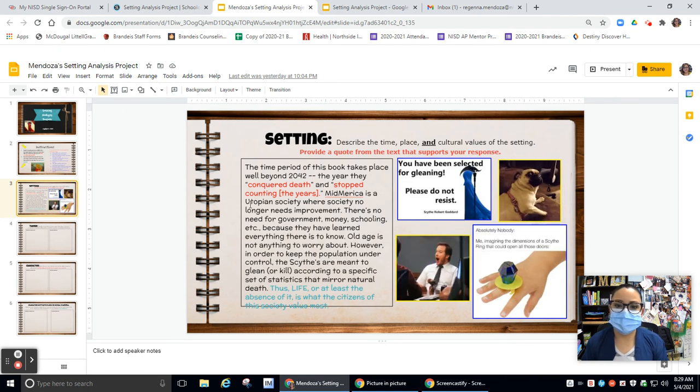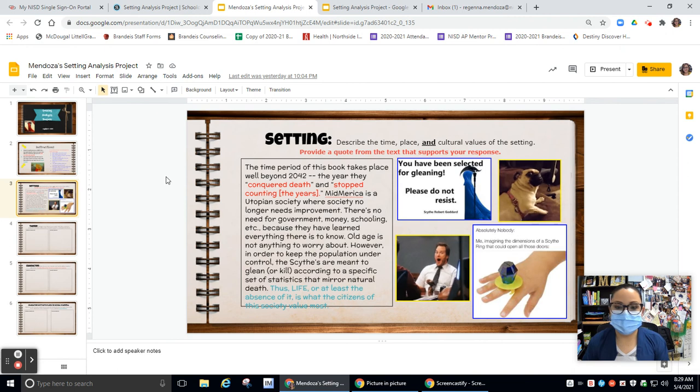So I said the time period of this book takes place well beyond 2042, the year they conquered death and stopped counting the years. Mid-America is a utopian society where society no longer needs improvement. There's no need for government, money, schooling, etc., because they have learned everything there is to know. Old age is not anything to worry about. However, in order to keep the population under control, the scythes are meant to glean, or kill, according to a specific set of statistics that mirror natural death. Thus, life, or at least the absence of it, is what the citizens of this society value most, okay?